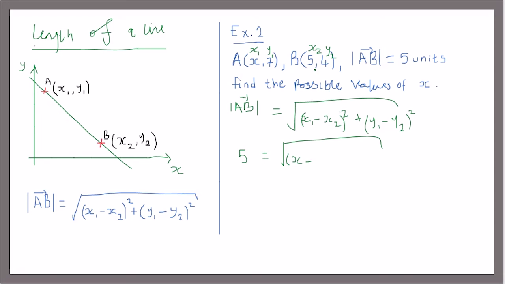X2 is a 5, so I have 5 here, and these are squared, plus what is your y1? Y1 we say it is a 7, so we have 7 minus what is y2? Y2 is a 4, substitute a 4 here, and again you square. I repeat, don't forget to square.